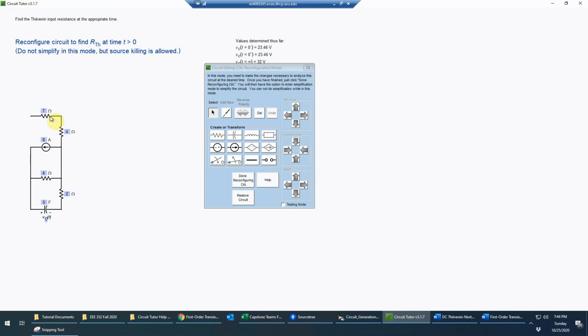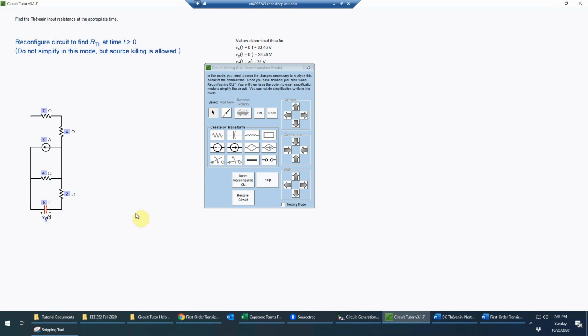But again, I'm not allowed to delete these just yet because I have to go into the circuit editor to do that if I want to in the other mode. And let's see, so now I want to basically view the R-Thevenin from the terminals of that capacitor. So I'm going to replace them by a set of terminals. Now, before I do that, I want to take careful note that there are no dependent sources in the circuit. If there were, I wouldn't be able to put terminals there.